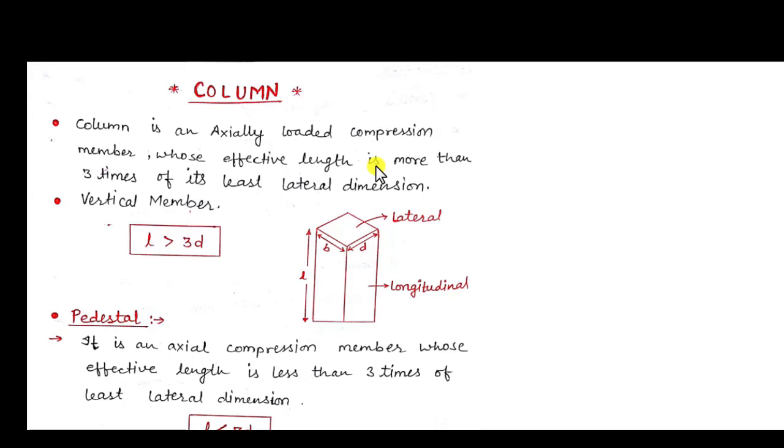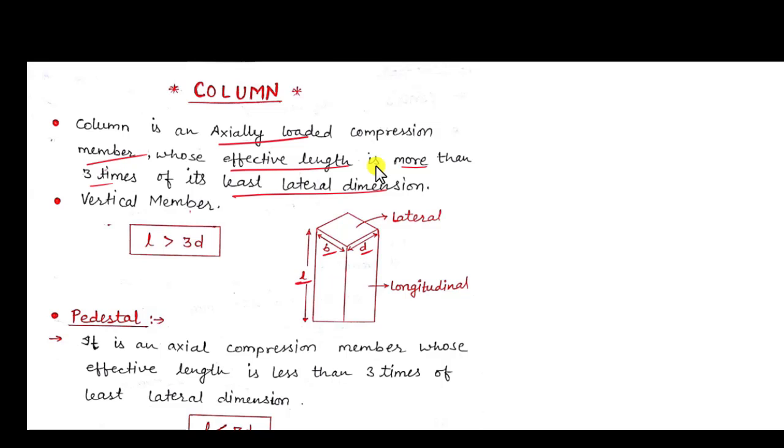So let's start. As you all know, a column is a vertical building member. It is an axially loaded compression member, because the compression load is there, whose effective length is more than 3 times its least lateral dimension. So this is the point from which you can identify a column. Its effective length should be more than 3 times the least lateral dimension. Of the least lateral dimensions B and D, whichever is the minimum, you will multiply it by 3, and it should be less than the effective length, that is L.